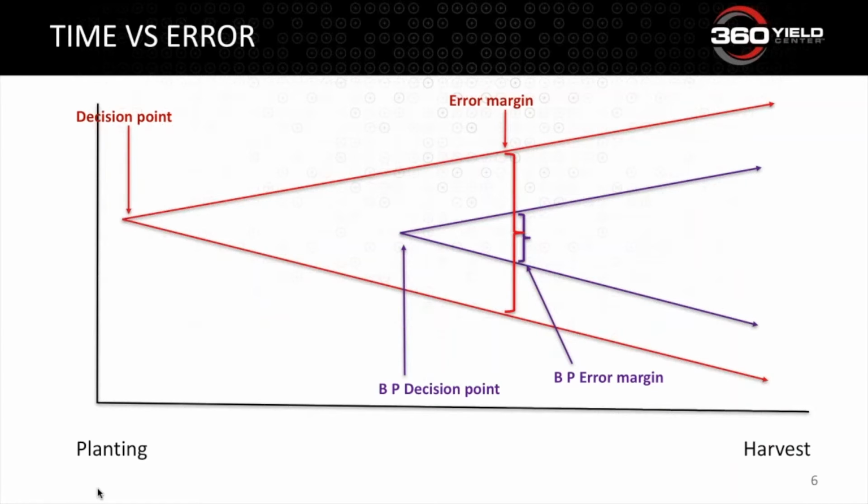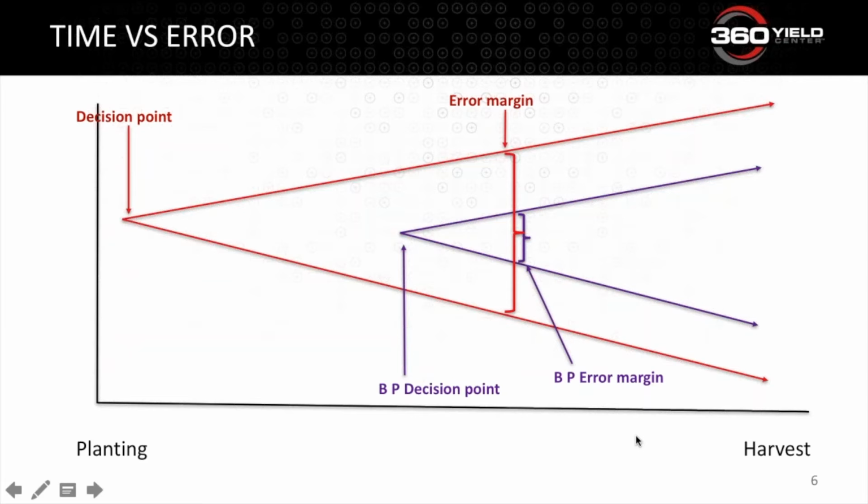I don't know if I've used this before. I always like to draw this up on a flip chart, but for lack of a better term, I call this time versus error. If you look at this graph, I've got planting on the left and harvest on the right. Let's start with the red. Let's say that's our normal practice, and this is a growing season.